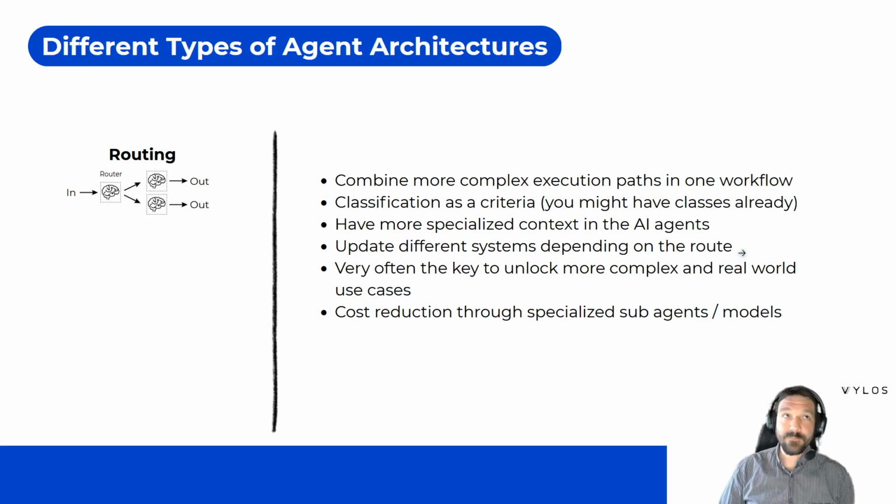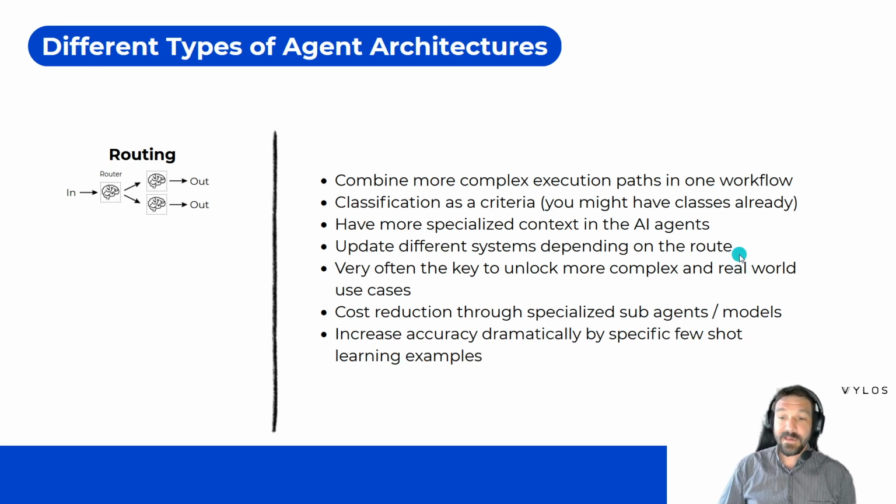Also, with these sub models, they don't always have to be the most beefy fundamental models around. So when you have specialized sub agents and specialized large language model nodes, you can have smaller models. So this is a cost reduction, up to the point that you can run your own proprietary models to really use large language model technology in your workflows. Also, last but not least, like this, you can increase the accuracy dramatically because you can have in every sub workflow specific few shot learning examples. And few shot learning is one of the most powerful techniques to improve accuracy and the outcome from large language models.